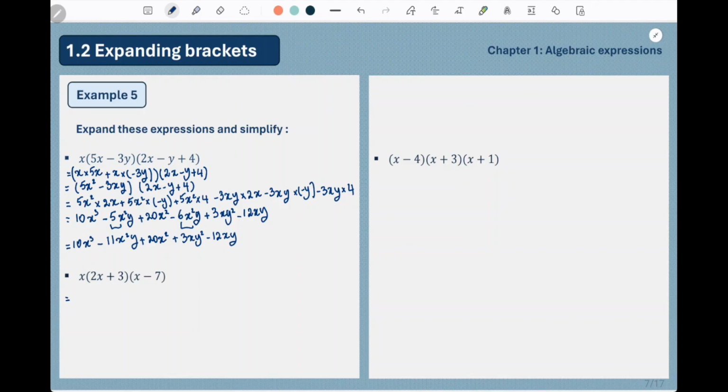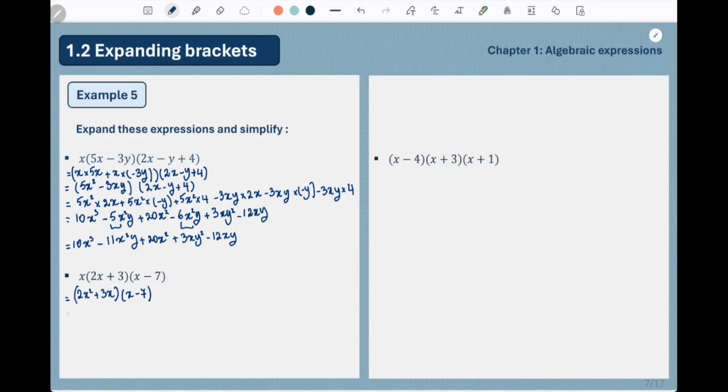It's literally the same thing. So I'm going to work with these two first. So x times 2x is 2x squared plus 3x. And that's this one being simplified, or multiplied out, being expanded to be specific, and times x minus 7.